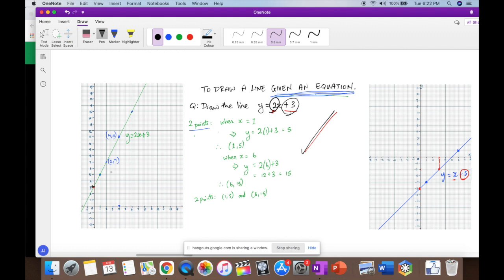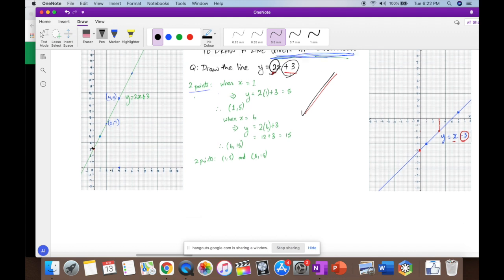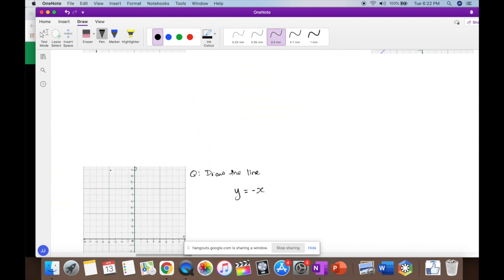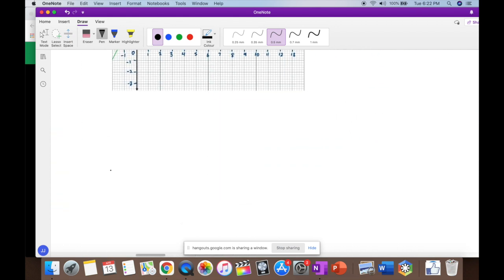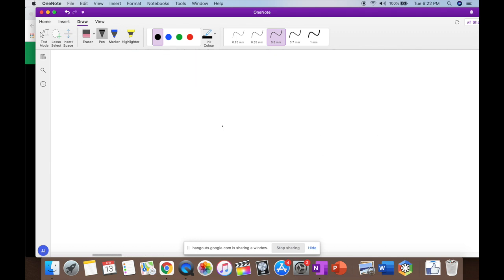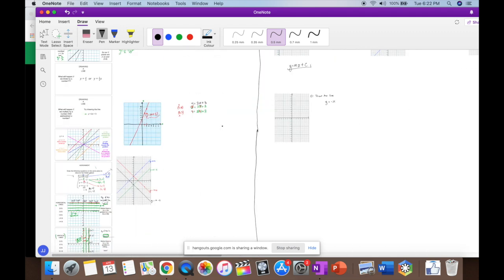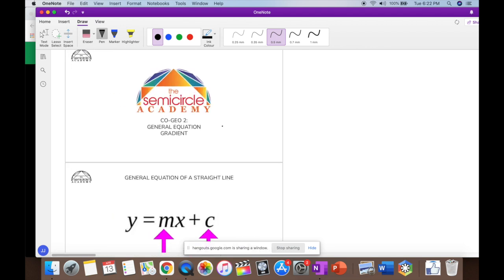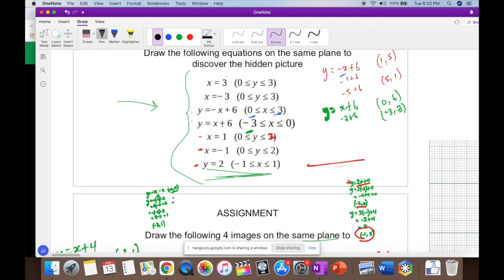So a way to notice that all of the equations are in a certain form, and that form is the form y is equal to mx plus c. Now this here is called the general equation of a line, right? You can see it right here. So this is the general equation of a line.